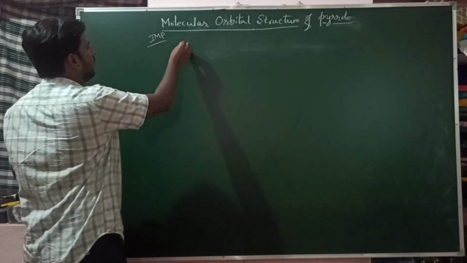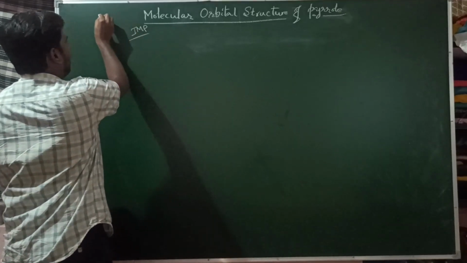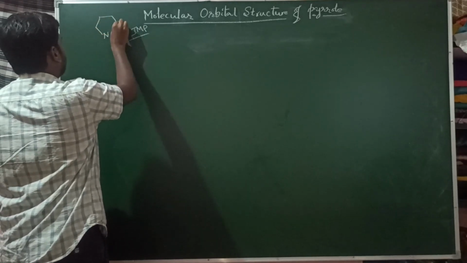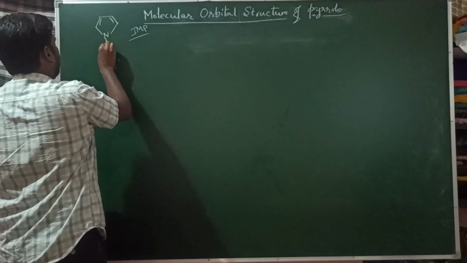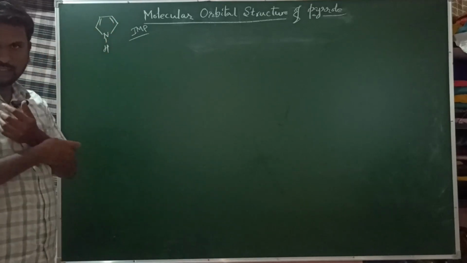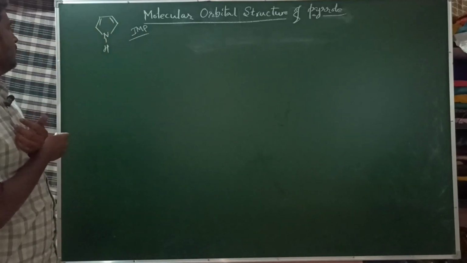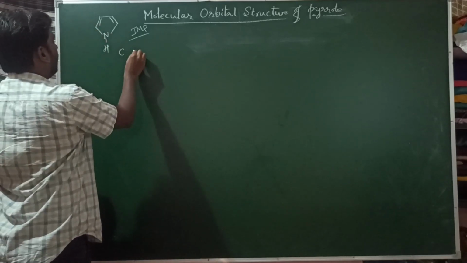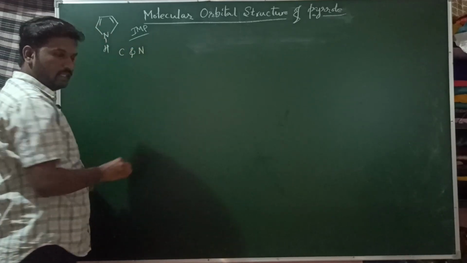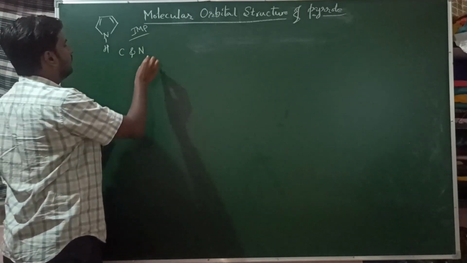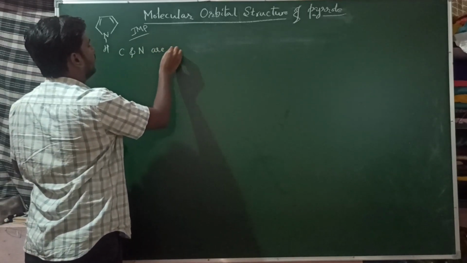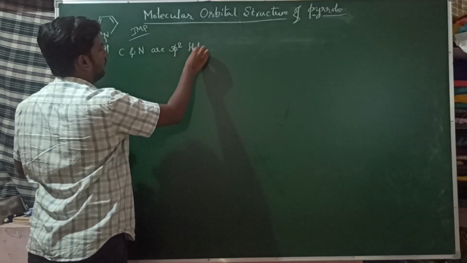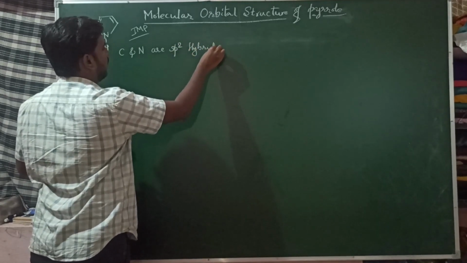You have already seen the structure of pyrrole, a 5-membered heterocyclic ring. In the ring, there are carbon and nitrogen atoms, and both of them are sp2 hybridized in pyrrole.